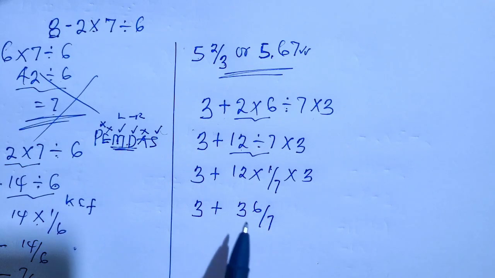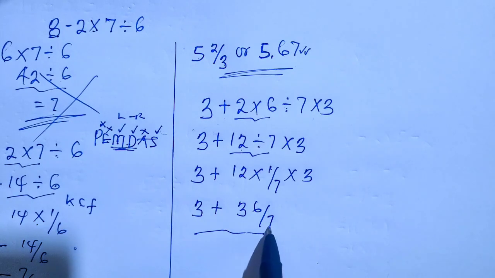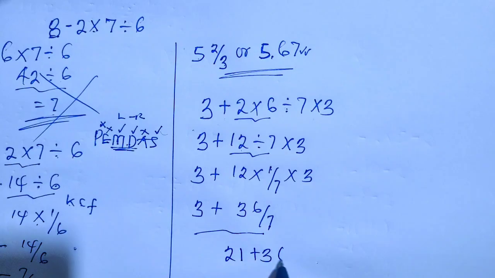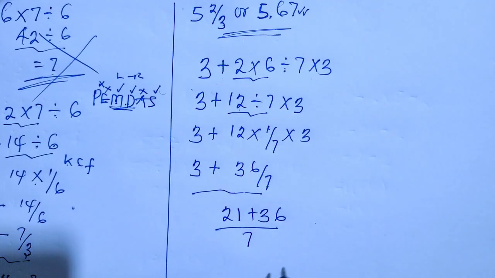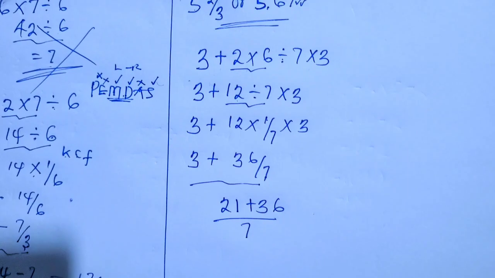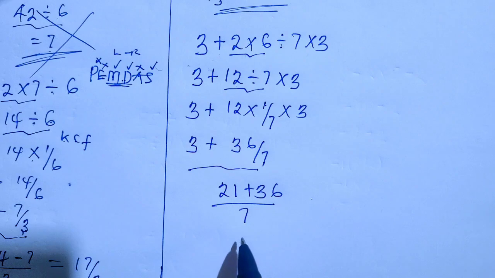Now we are going to add a fraction to a whole number, so in that case, consider addition here. We're going to multiply 7 by 3, and that will give us 21 plus 36, all over 7. When we add up the numerator, that will give us 57 all over 7.